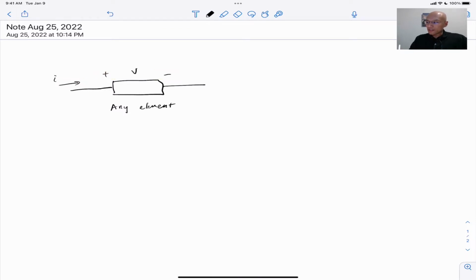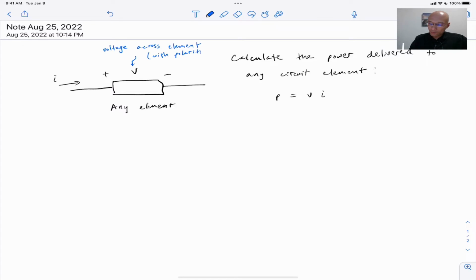Now we can calculate the power delivered to any circuit element using the following very simple equation. So we need to point out and make clear that this is the voltage across the element with a polarity, so it has a well-defined direction. And this is the current flowing through the element.